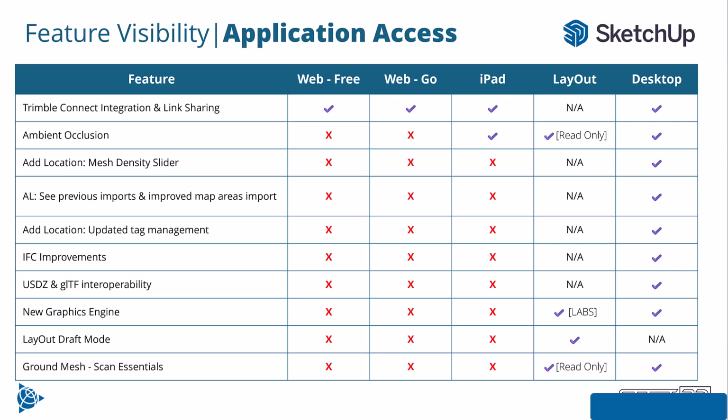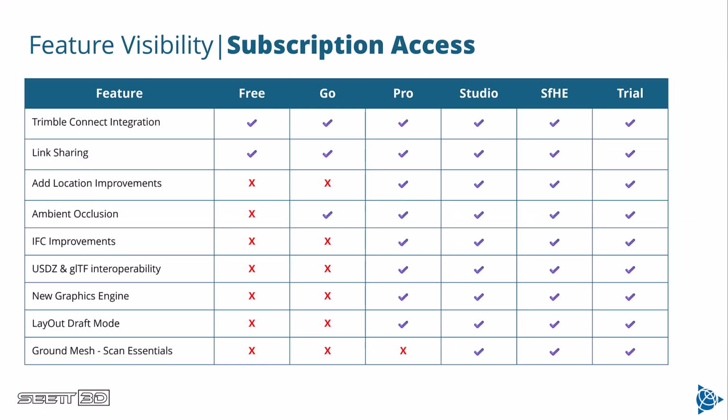And just wrapping up on some of the feature visibility of the application access for SketchUp, running from what's available on the web free version, the web Go version, the iPad, Layout, and desktop. And some of the subscription access features running from Free, Go, Pro, Studio, secondary and further higher education, and on the trial.